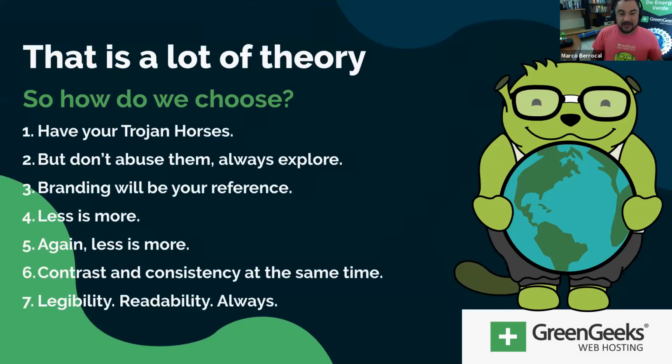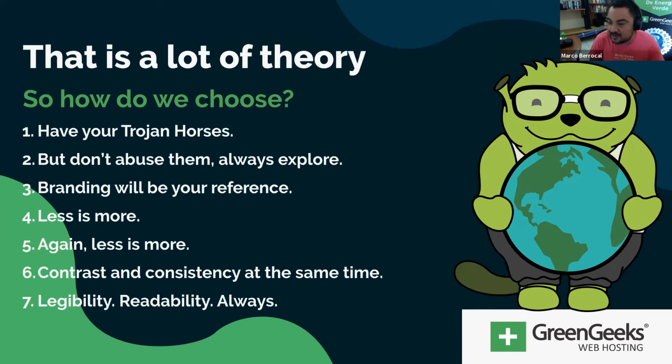So that was a lot of theory. So how do we choose? Again, I gave you pointers here and there. Have your Trojan horses. By this I mean pick the fonts that you feel like, as you do this more and more, you will have fonts that you're going to like more and more. You're going to have fonts that you're going to love. It's the same with clothing. I have a pair of jeans that I use a lot that I absolutely love, and those are the ones I usually fall back to when I'm working on my project.